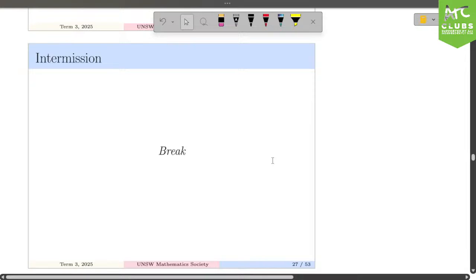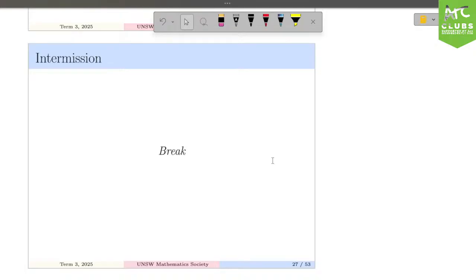Unless we have no questions, we can move on to the break and projective geometry after. Does anyone have a question? Right. I guess we'll have a break of 10 minutes.